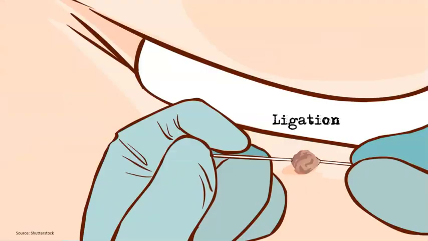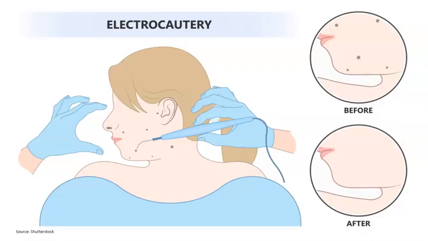Skin tags are also removed by using ligation. Ligation is when surgical thread is wrapped around the neck of the tag to cut off blood flow. Electrocautery is when an electric probe or needle is used to burn off the skin tag or skin tags by delivering heat.